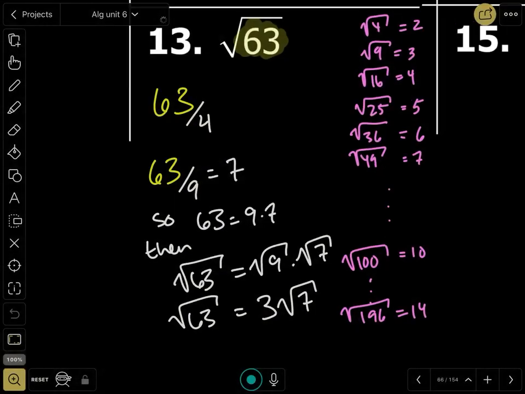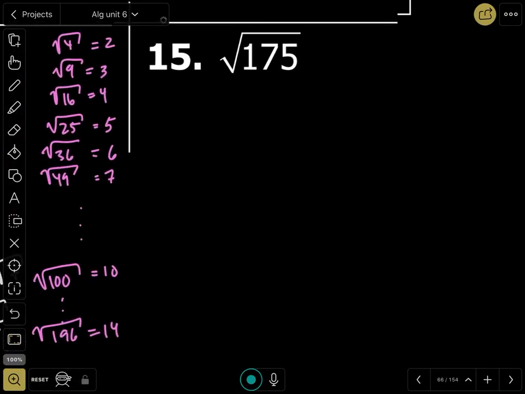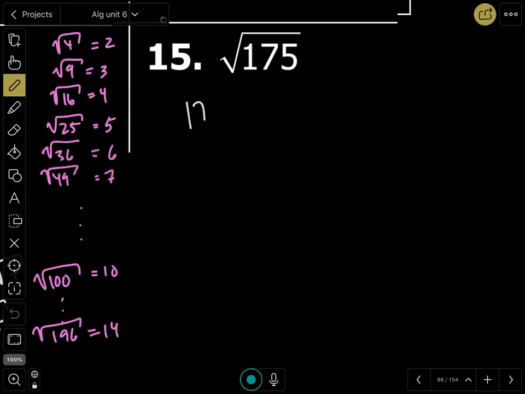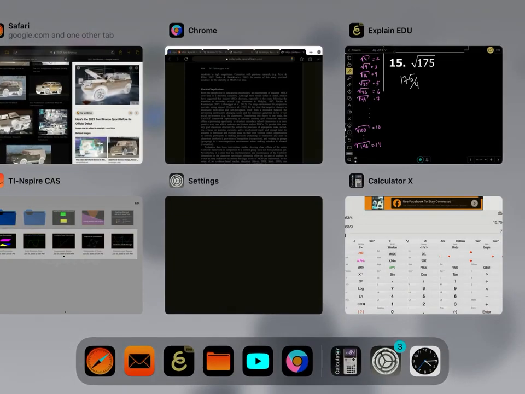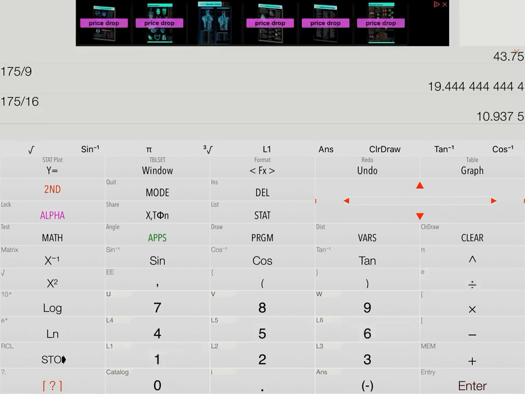Let's look at the next example. I'm just going to leave these square roots over here to the left now. And I'm going to think about, okay, let's try and divide this number by some perfect squares. So this one by 4. 175 divided by 4. Let's see, 175 divided by 4. Nope. Let's see, 175 divided by 9. Nope. Let's do 175 divided by 16. Again, I'm just going through my perfect squares here. Nope, not a nice even number.